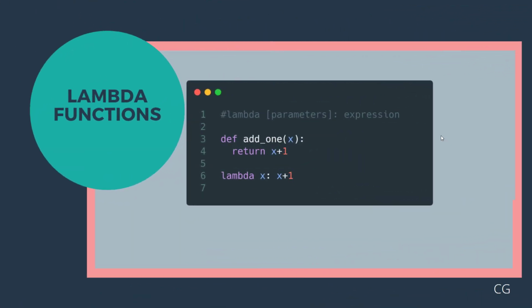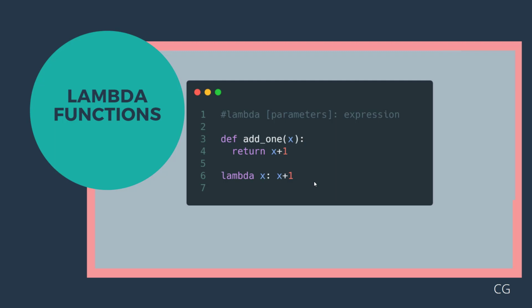Lambda functions. A lambda function is an inline anonymous function which can have 0 or more arguments and consists of a single expression. For example, here I have defined the function add1, which does exactly what its name declares, that is returning the argument plus 1. But we can do the same thing with a much simpler syntax, lambda x colon x plus 1. Then we can assign the result to a variable and call the function through the variable itself.